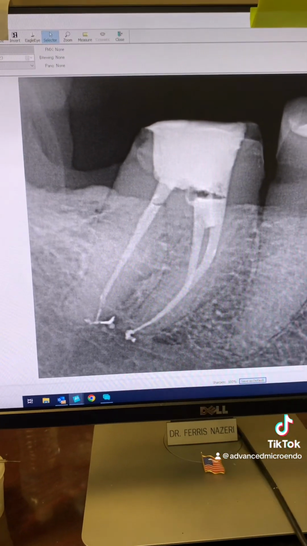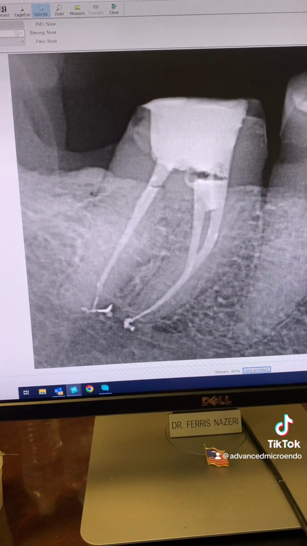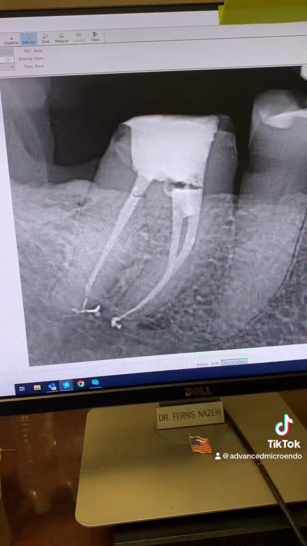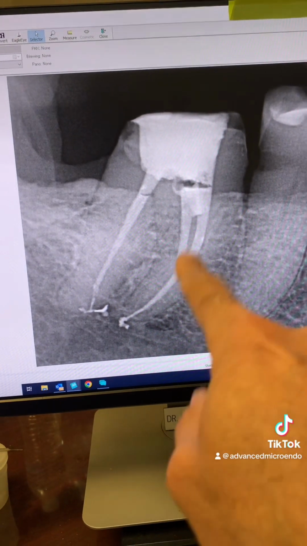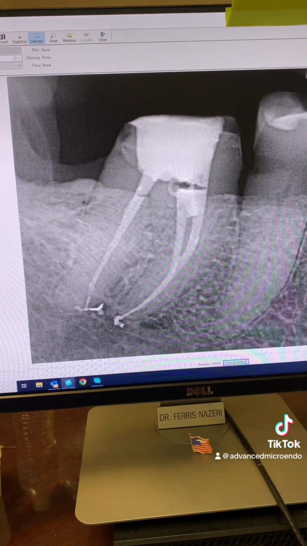Anyways, as you can see, everything went beautifully. Went ahead and temporized the tooth and referred the patient back to her dentist. This is an important tooth for this patient because if this tooth goes, then she doesn't have another tooth to chew on. This number 30 is a very important tooth. I'm glad we could save it for her.